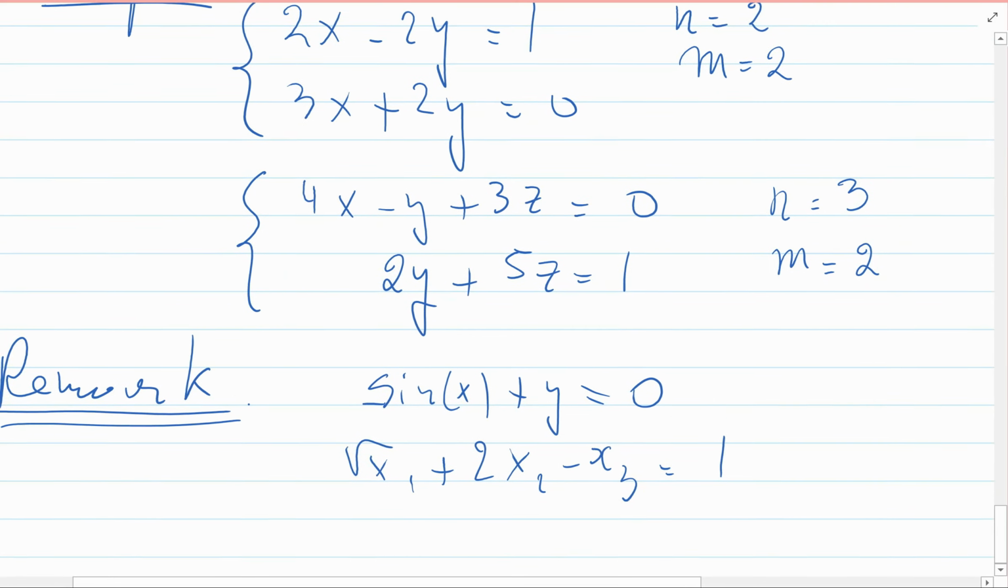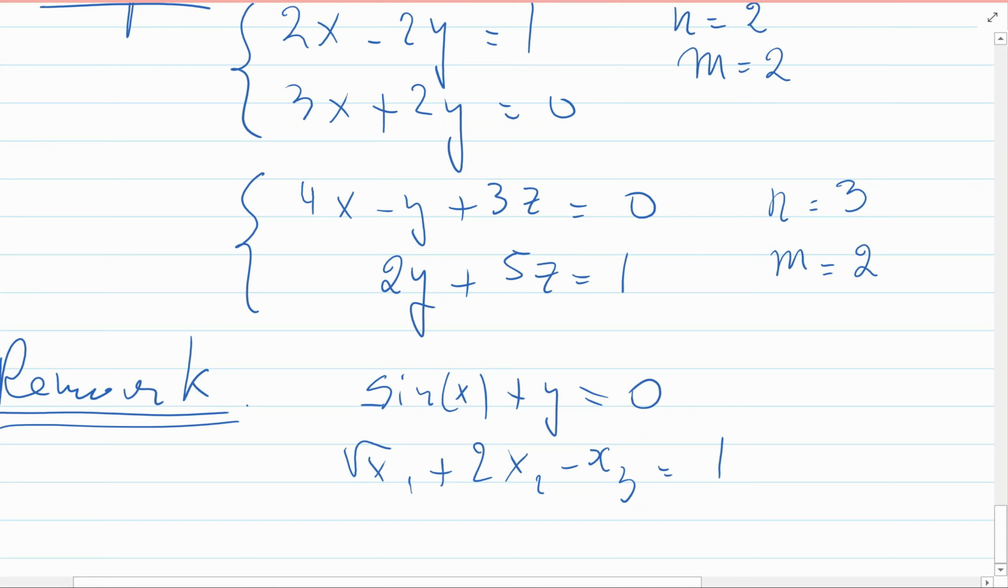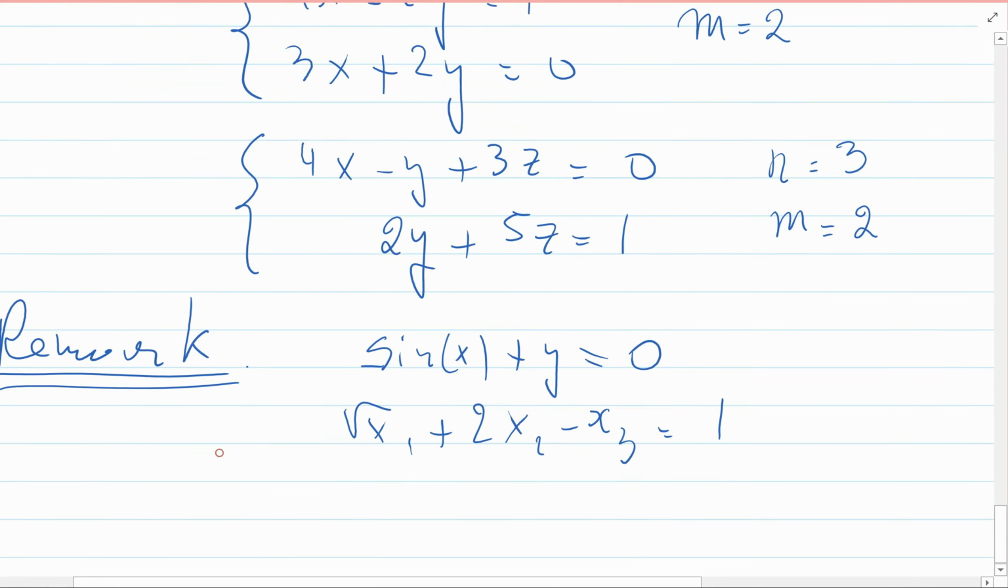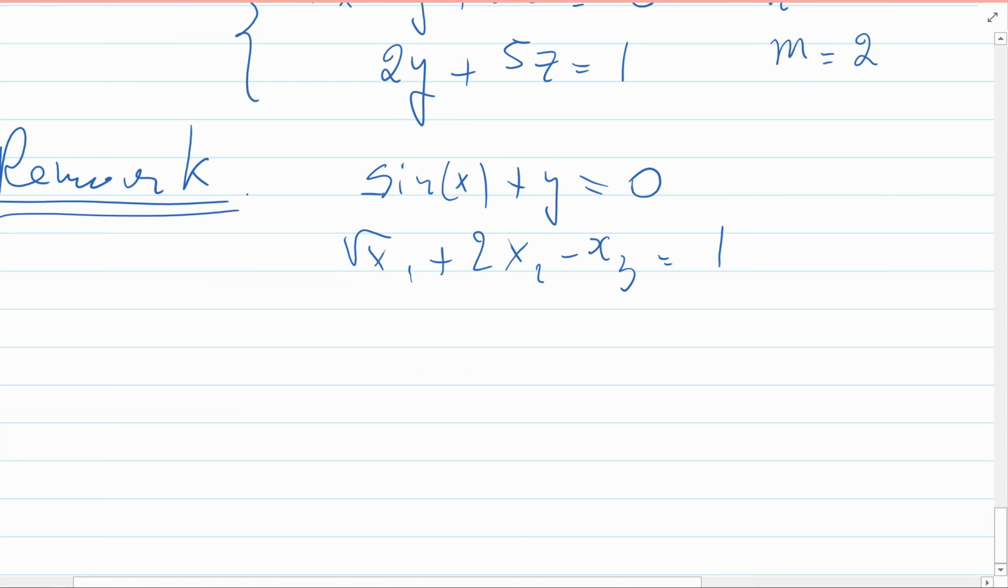Remember, we are dealing with linear equations, and we gave the form of a linear equation. Whenever you have sine, cosine, ln of x, e to the x, square root of x, any other power, or 1 over x, for example, these are not linear. These are nonlinear equations, and they are not part of the course I am discussing here.